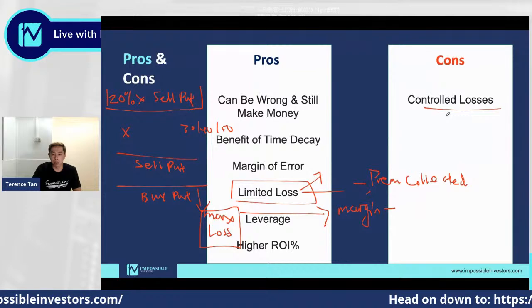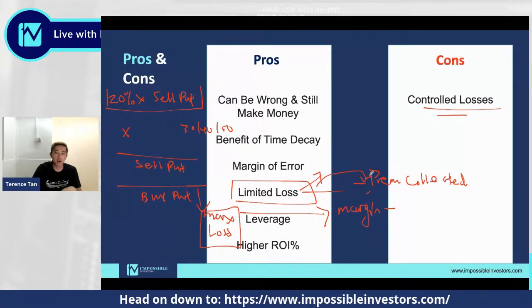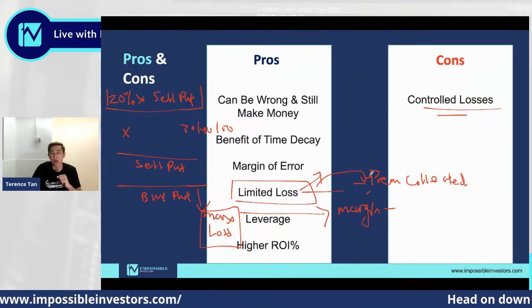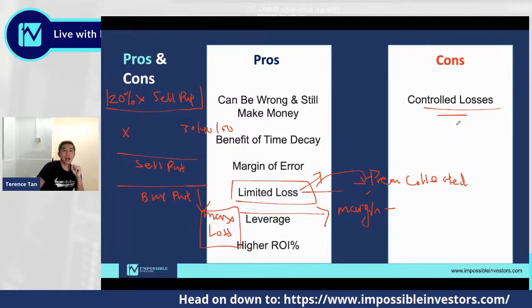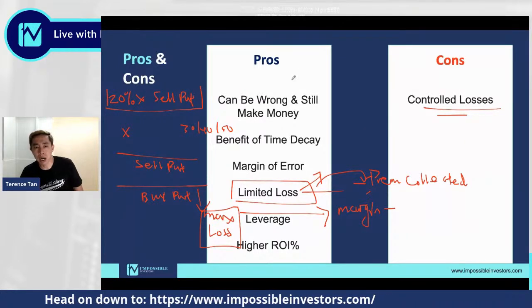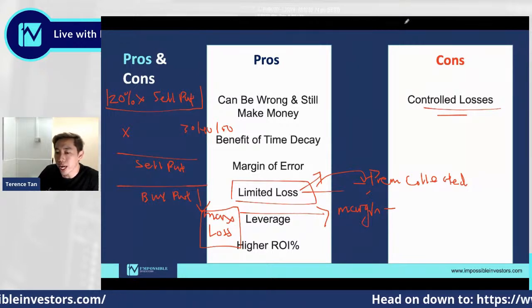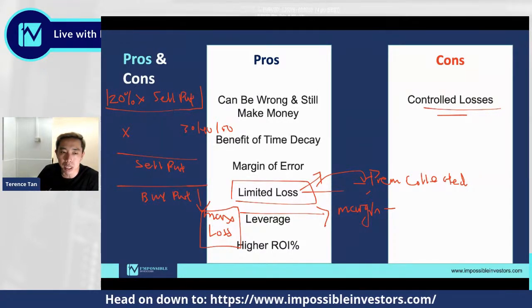Now, the controlled loss, which minimizes the deposit requirements, could actually end up as a con for you if you don't know how to manage this well, because of the overtrading component. Having said that, let's look at some trades. Let's go over to the trading platform and look at some trades.